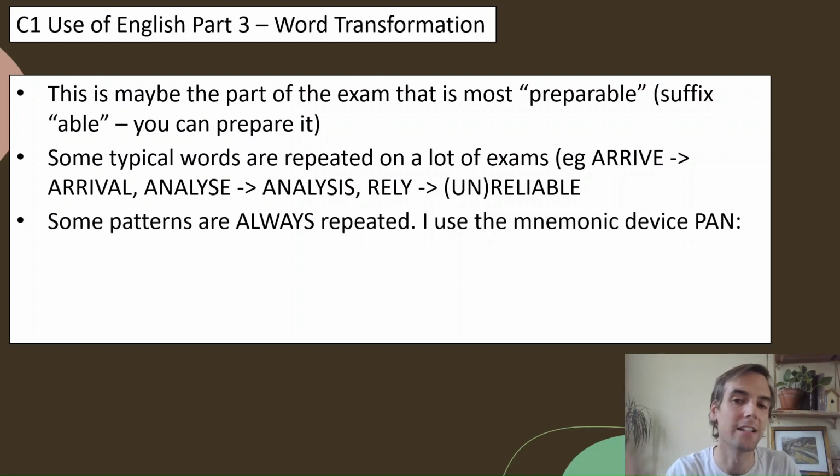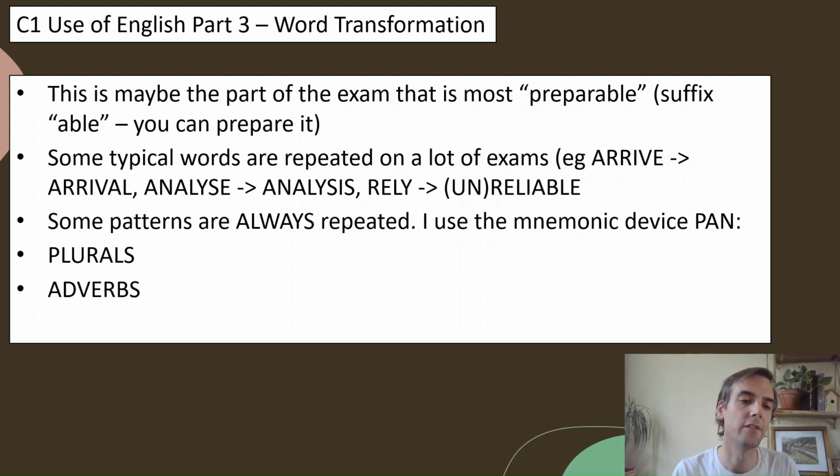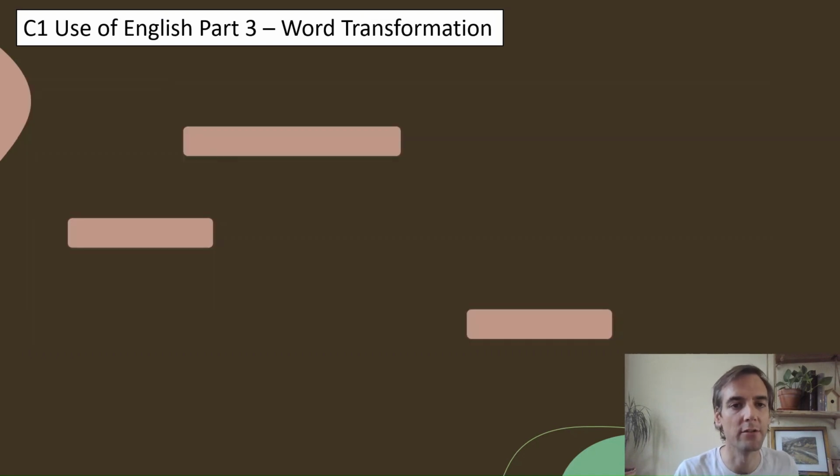So you learn these common ones, you start to see them coming up again and again, and you learn, more importantly, the patterns. So the patterns they have on the exam of making, for example, adverbs, as we just saw, adjectives, adverbs. But the main one for me is PAN. Remember PAN, because PAN means plurals, adverbs, and negatives. Let's go into a little bit more detail. What am I talking about with this?